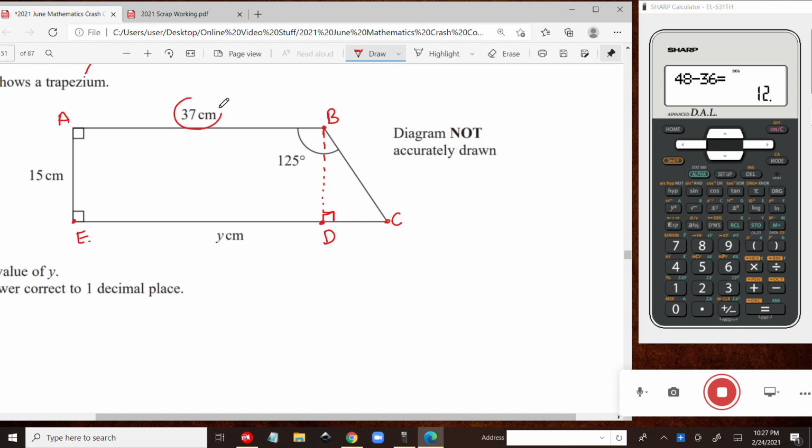AB is 37. That means from E to D only. Remember, you're seeing a kind of rectangle here, A, B, D, E. The opposite sides of a rectangle must be equal. So that means here is 37. Now, y is the entire distance from E to C. So if we were to find DC, which is x, and add it to 37, we will get the total distance y.